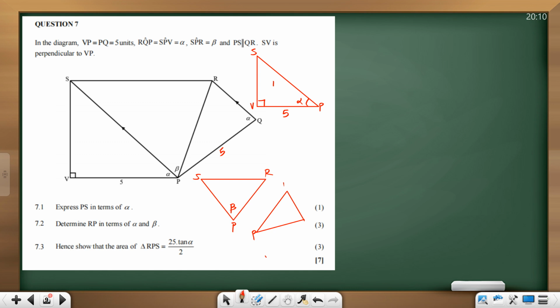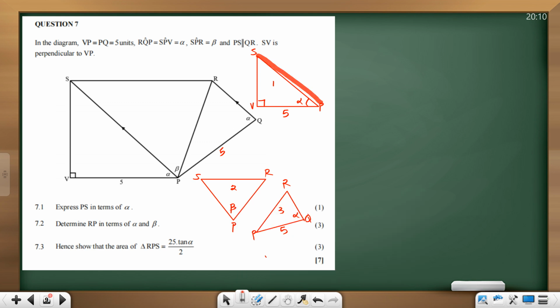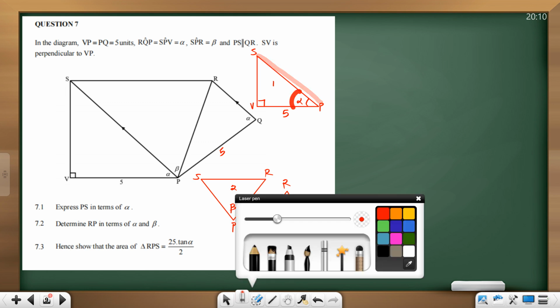Which is P, R, and Q, and that's alpha. This is also 5. PQ is 5. Okay, so call this triangle 2 and 3. Number 1, express PS in terms of alpha. Let's go check. Where do we have PS? Oh, PS, in terms of alpha, and we have alpha there. Oh, that's lovely.